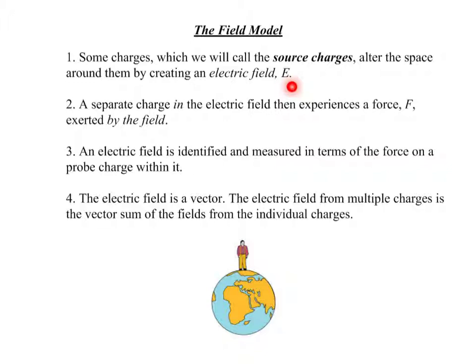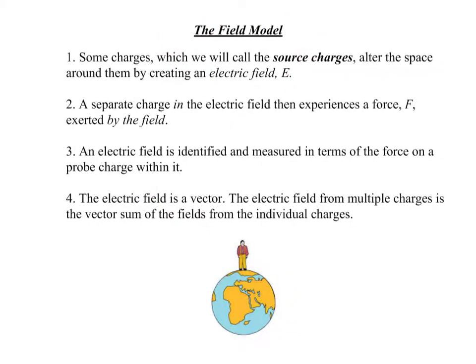Third, we measure the strength of the electric field in terms of the force on a probe charge placed within the field. Sometimes we call it a test charge, sometimes we call it a probe charge, but we're going to measure the strength of that electric field in terms of the force that's placed on some test charge. And finally, the electric field is a vector, and the net electric field is the vector sum of the individual fields set up by multiple charges. So this is our field model.